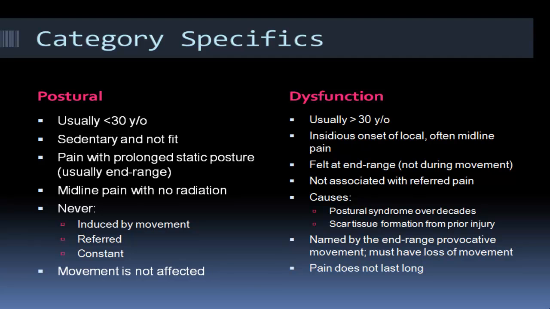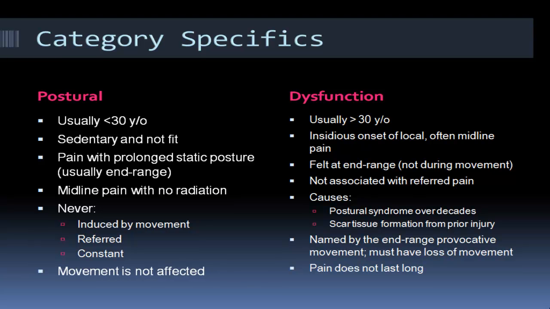With the dysfunction syndrome, the patient is usually older than 30 years of age. There are 2 proposed causes: postural syndrome over decades and scar tissue formation from prior injury. The pain is of an insidious onset and is local, often midline pain. Pain is felt at end range, but not during movement. There's no radiating or referred pain. For the dysfunction syndrome, there is a limitation of movement due to end-range pain and restriction. Characteristically, compared to the derangement syndrome, the pain does not last long.